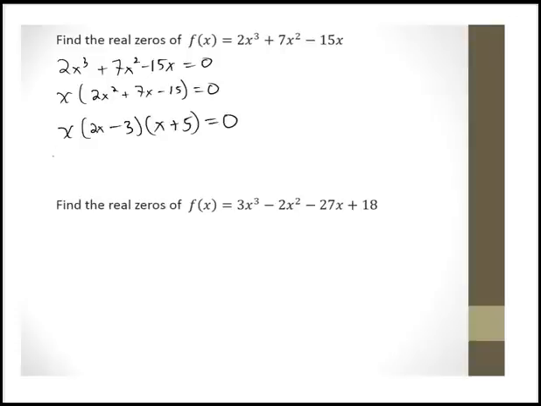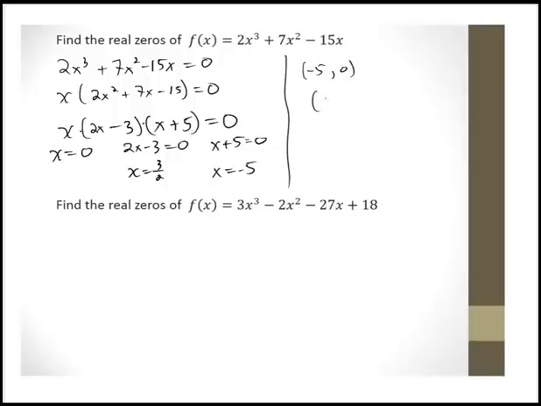Now we have a factored form equal to 0. We set the factors to 0. X is 0. 2x minus 3 is 0, which implies that x is 3 halves. X plus 5 equals 0, which implies that x equals negative 5. So the real zeros, then, are negative 5, 0, 0, 0, and 3 halves, 0.